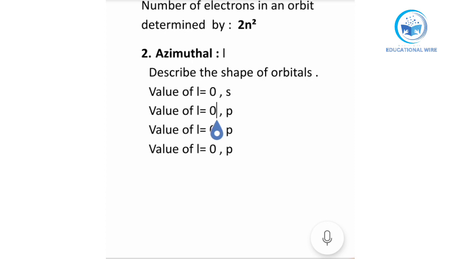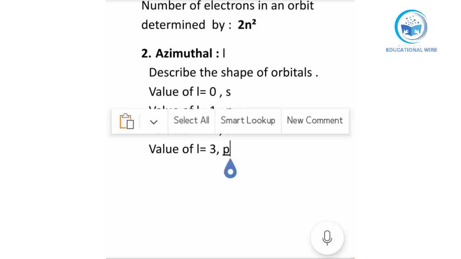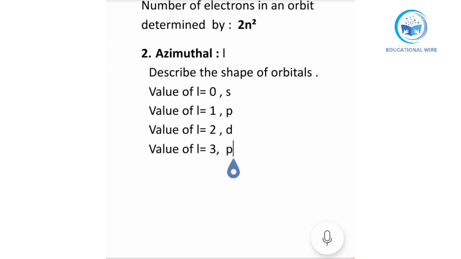When L, the azimuthal quantum number, is 1, it is represented by p. When it is 2, it is represented by d. When it is 3, it is f. So we have s, p, d and then f. So the azimuthal number describes the shape of orbitals that are s, p, d and f. Let's move further with these numbers.